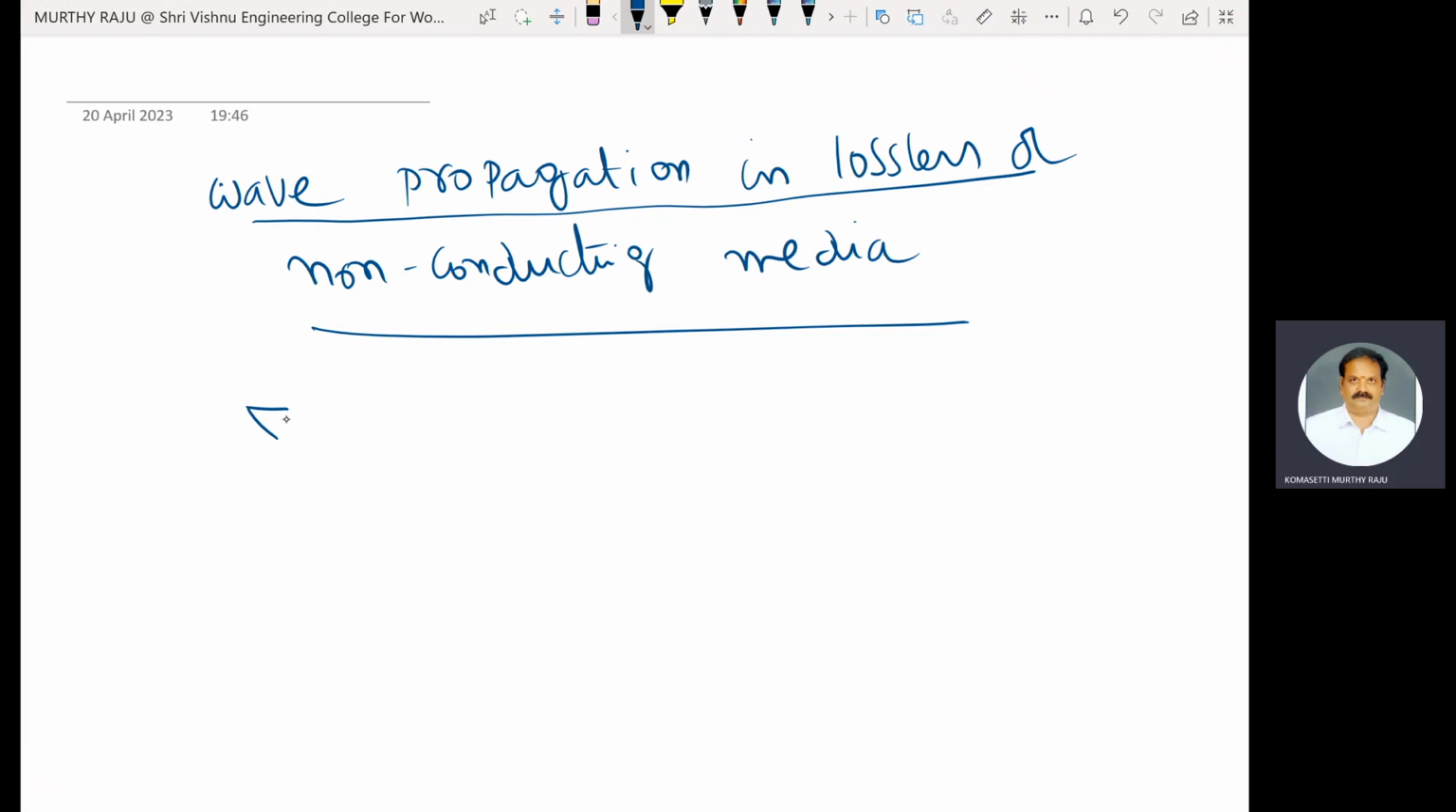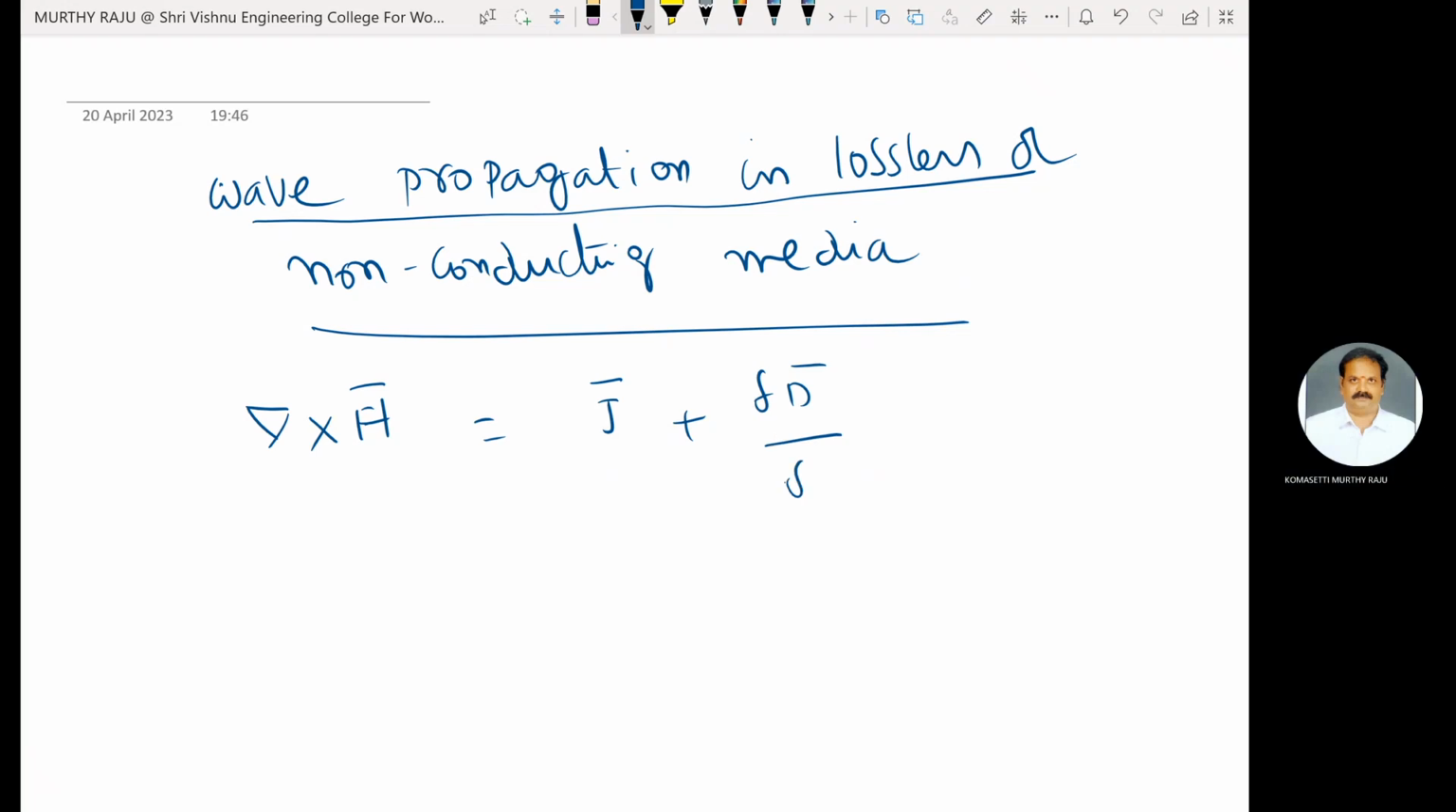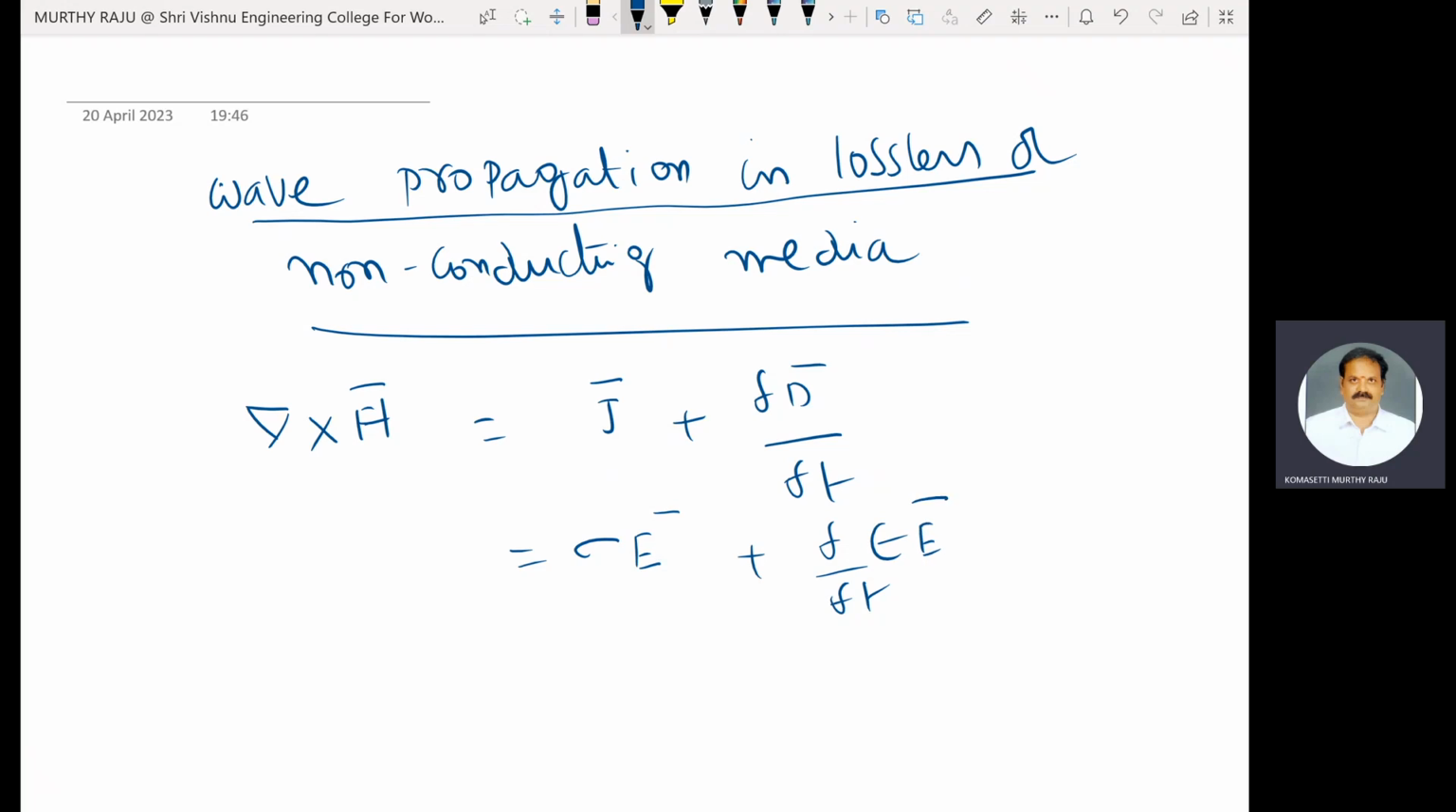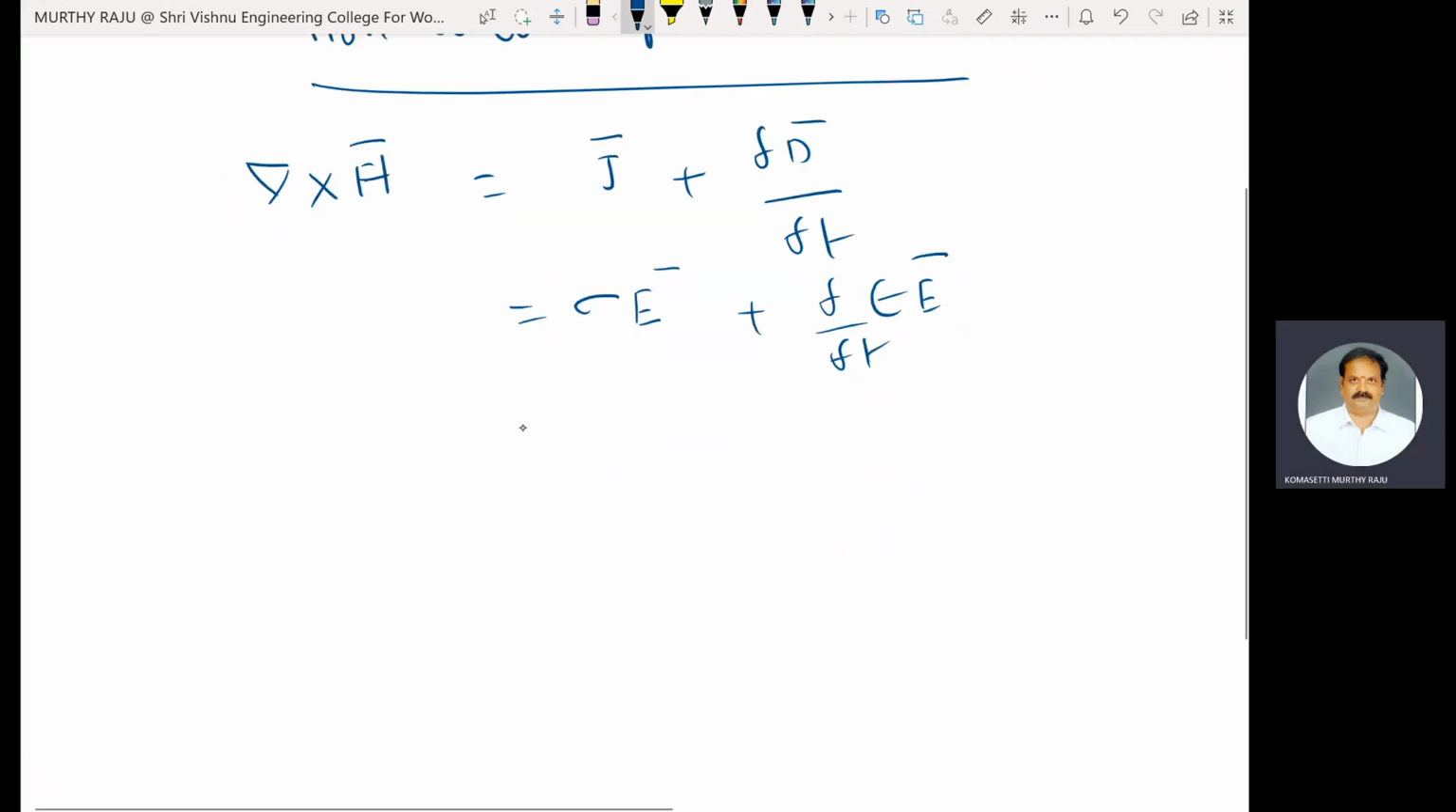We know that, first consider Maxwell's first equation. Del cross H bar is equal to J bar plus dou D bar by dou T. J is sigma E bar, and dou by dou T of D is epsilon dou E bar by dou T. So del cross H bar is equal to sigma E bar plus epsilon dou E bar by dou T.